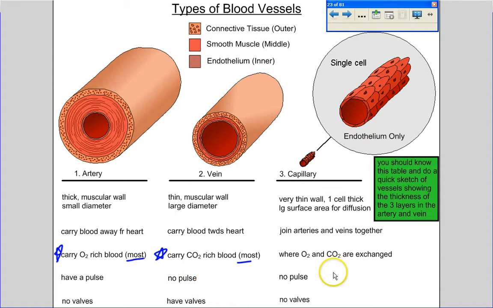Veins, no pulse. Capillaries, no pulse. Okay? Arteries, veins are the ones that have important valves that allow blood to flow back to the heart. And in this video, we'll also talk about how the blood is returned to the heart through veins, because it's really unique. So the valves are really important in that.